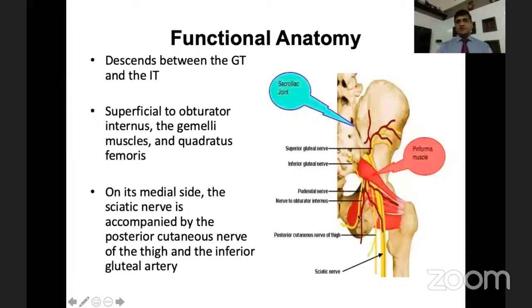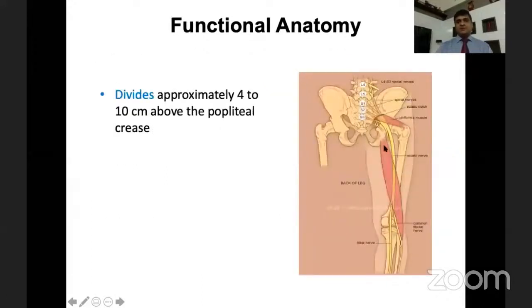Then it descends between the ischial tuberosity and the greater trochanter of the femur. The nerve runs superficial to obturator internus, gemelli, and quadratus femoris muscle. During this course, the nerve is accompanied on its medial side by the posterior cutaneous nerve of the thigh and the inferior gluteal artery. Below this level, the course of the nerve can be marked by a straight line joining the midpoint of GT and IT to the apex of the popliteal fossa. During this course, the nerve lies beneath the biceps femoris muscle.